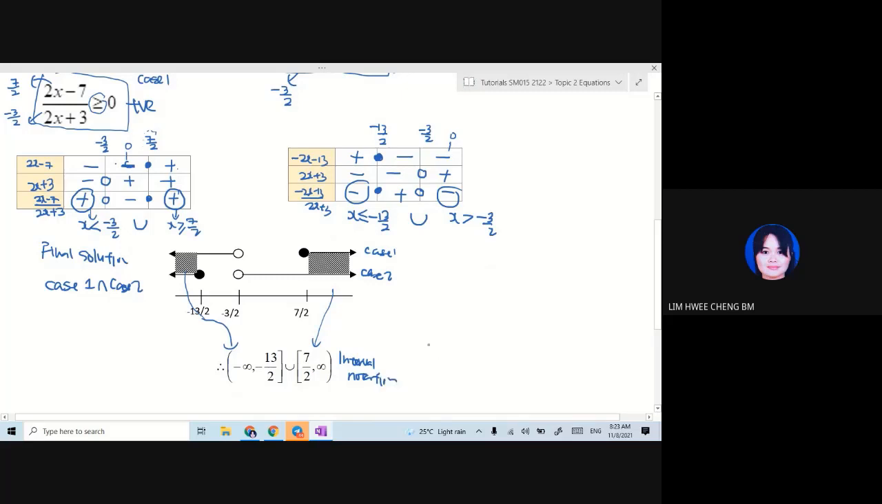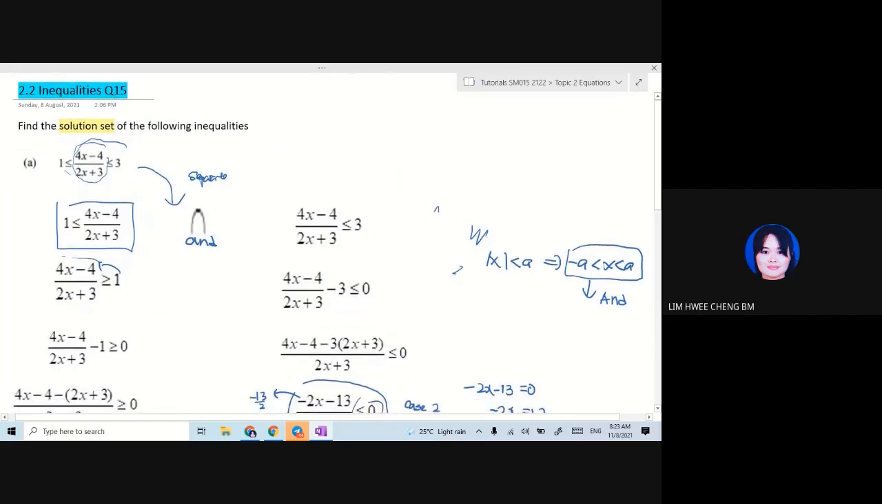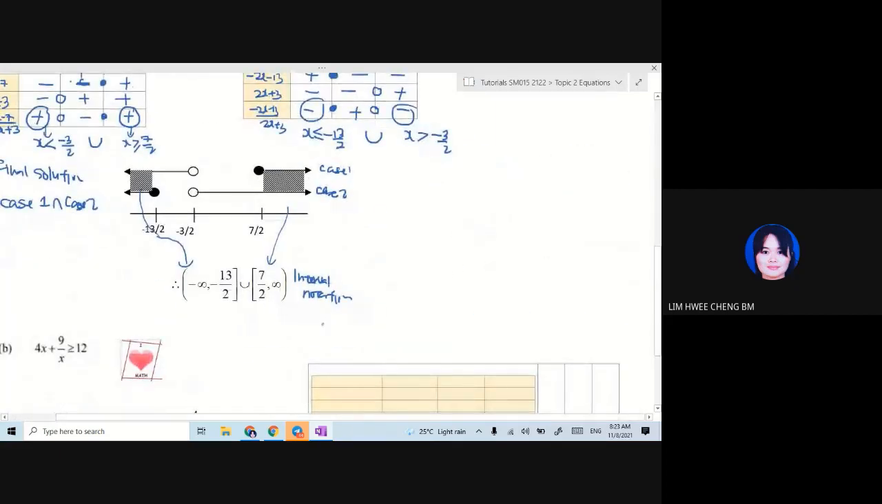If the question asks for the set solution, this is the set solution. They want the set solution, so not the interval. You must write in set notation because the question asks for the set solution. So you have less or equal than negative 13 over 2 union with, or, greater or equal than 7 over 2. Okay, you get what I mean?